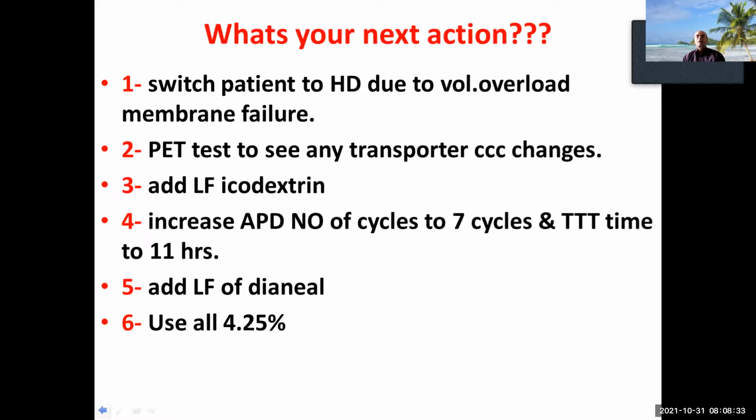Use all 4.25%. I think this is not a good option because the high concentration will lose our membrane function with time, with fibrosis and neovascularization, and is not a good option for him. Just keep this concentration only for pulmonary edema. What is your action now?